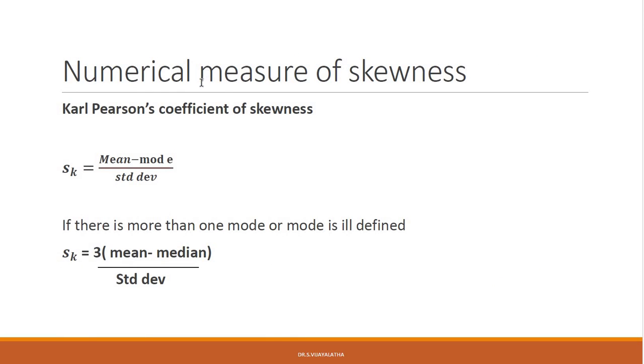There are many measures of skewness. Karl Pearson's coefficient of skewness is given by the formula mean minus mode by standard deviation. And as we know, for a perfectly normal distribution, the coefficient of skewness will be 0 because mean, median, mode are same. A value of +1 to -1 is acceptable for considering a data to be normally distributed. If there is more than one mode or mode is ill-defined, the formula used may be 3 into mean minus median by standard deviation.